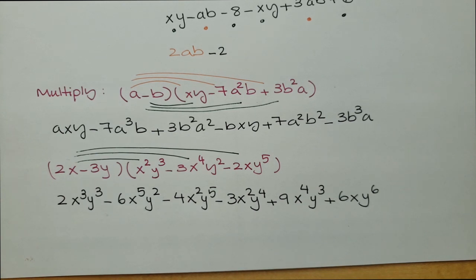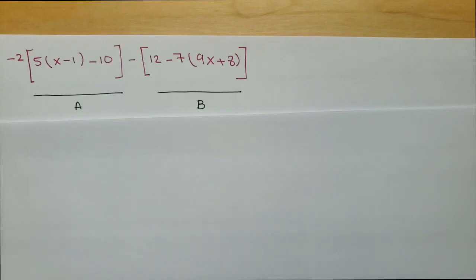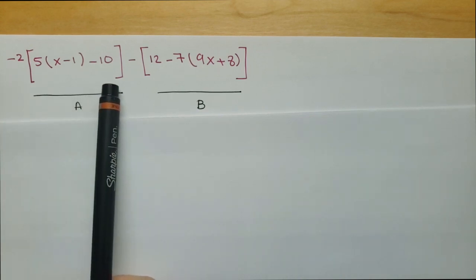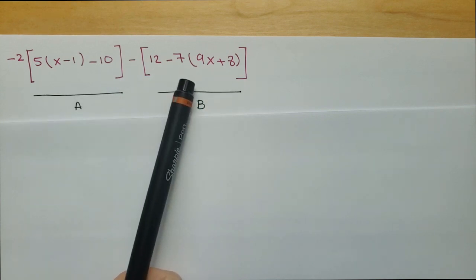Let's take a look. I don't think you can find any like terms, so that is the final answer. There would be no simplification. Let's do a couple more multiplication examples. Here I have two big square brackets.